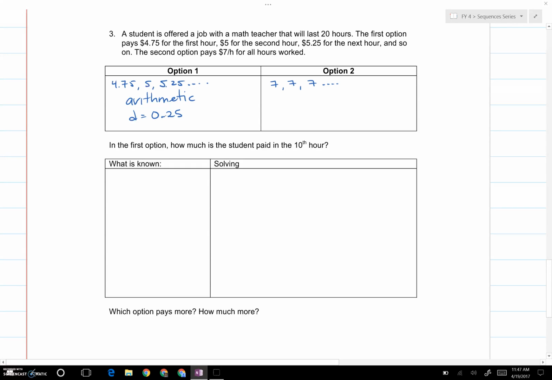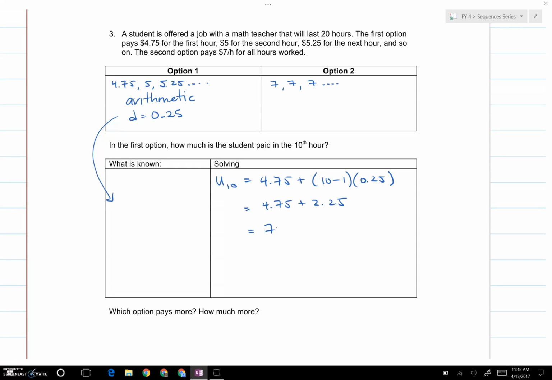It says here in the first option, how much is the student paid in the 10th hour? So you need to figure out, am I adding up each of the hours or am I just looking for one term? Now, I know a bunch of things already that I've written down, so you can actually move them to here. But it says, how much is the student paid in the 10th hour? So I'm only looking for U10. So that's $4.75 plus 10 minus 1 times D, which we know is 0.25. You can use your handy dandy calculator. This one should be relatively easy though. So this comes out to $4.75 plus $2.25, which is a total of $7. So in the 10th hour, this student gets $7 with option number 1.